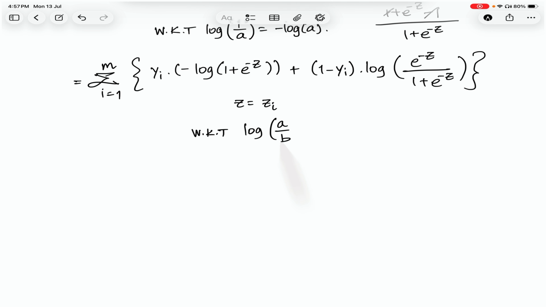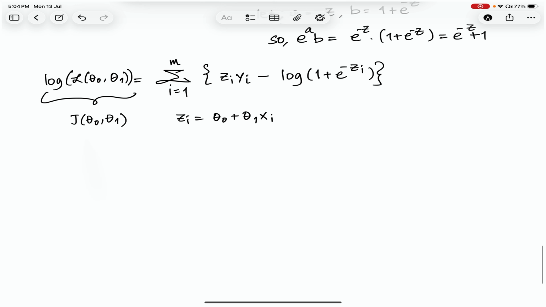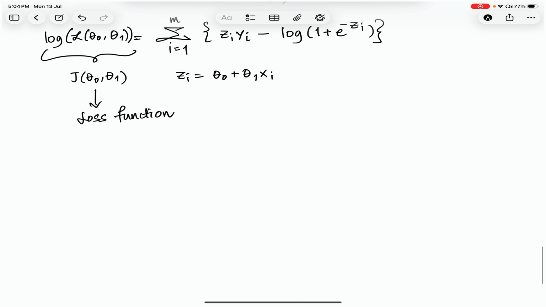Yep, that looks about right. And yeah, so there we have it. But let's simplify further. We have zi to be theta 0 plus theta 1 xi, and we'll denote the log loss by j. This is going to be our loss function, just like we had it in our linear regression. We'll try and optimize this.